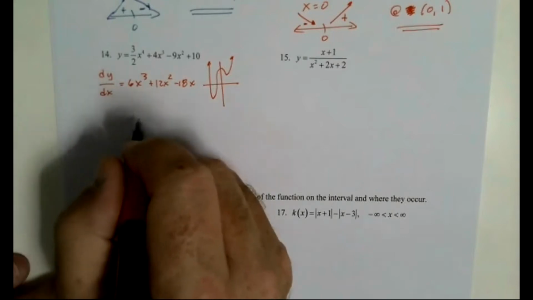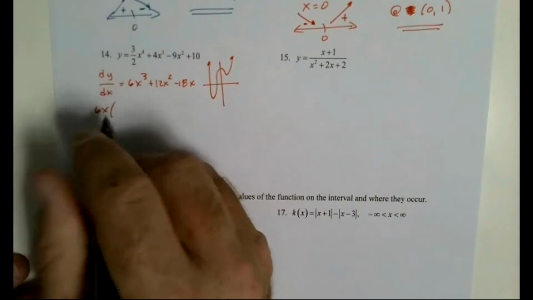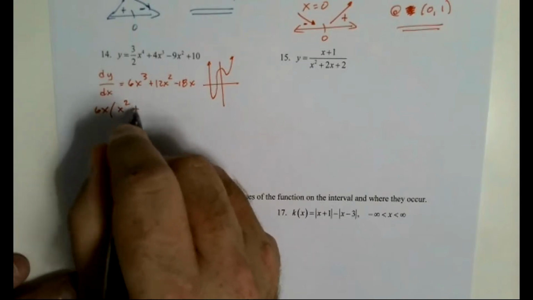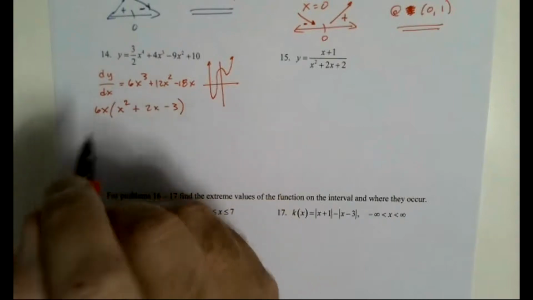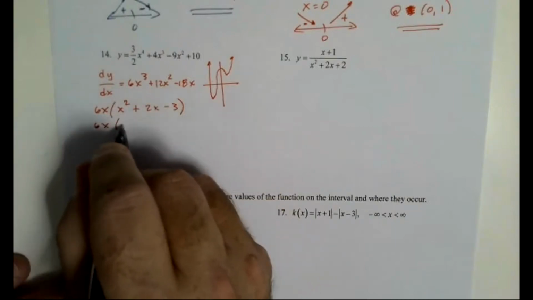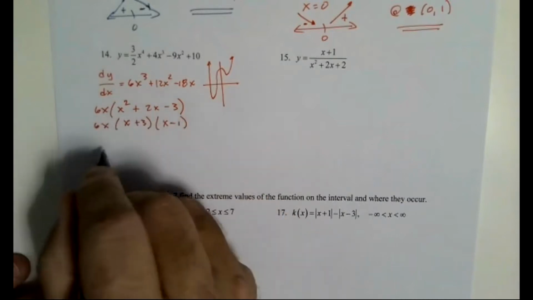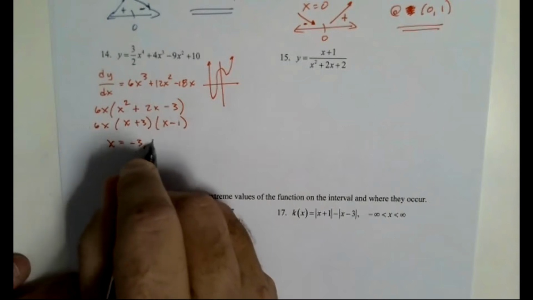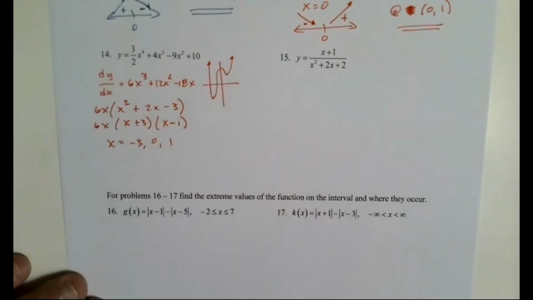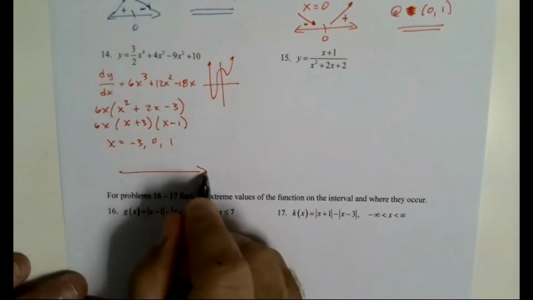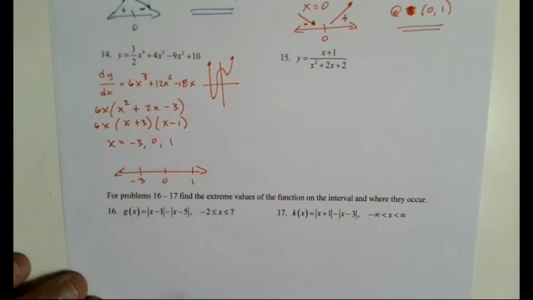Set it equal to 0, and I'm going to run out of space, so I'm going to factor out a 6x, leaving me with x squared plus 2x minus 3, unless I'm very mistaken. And then 6x, x plus 3, x minus 1, x equals negative 3, 0, 1. Nice. Number line: negative 3, 0, 1.